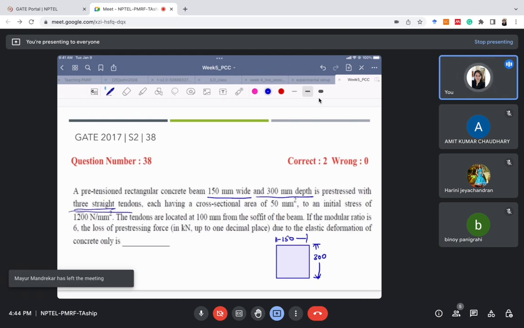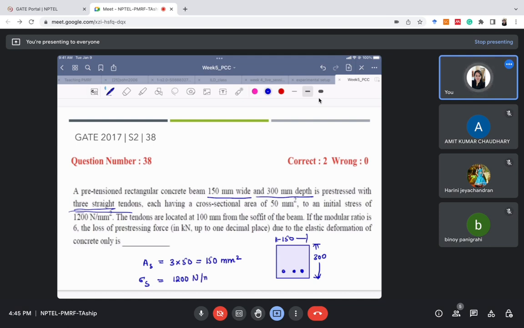Second, they are given that we are pre-stressing it with three straight tendons. So I'm pre-stressing it with three straight tendons here, each having a cross-sectional area of 50 mm square. So the total cross-sectional area of steel will be 3 times this 50, because there are three wires, so it will be 50 mm square. To an initial stress. So stress in steel is given. So stress in tendons is given. Stress in steel, you can write it is 1200 Newton per mm square.